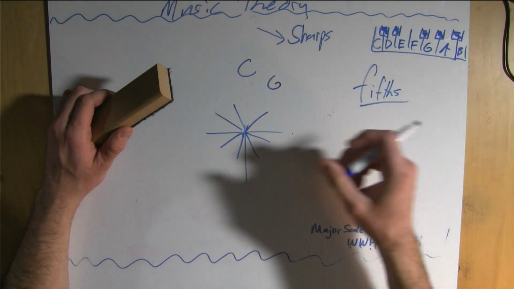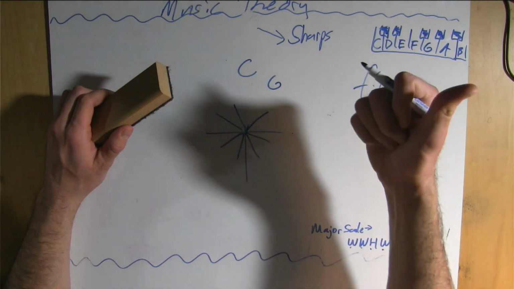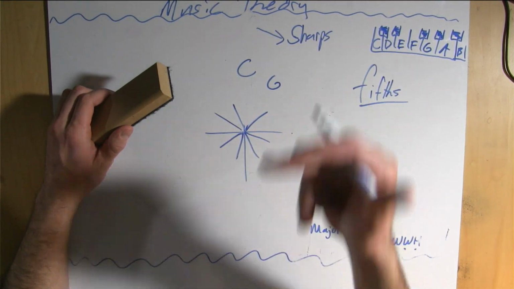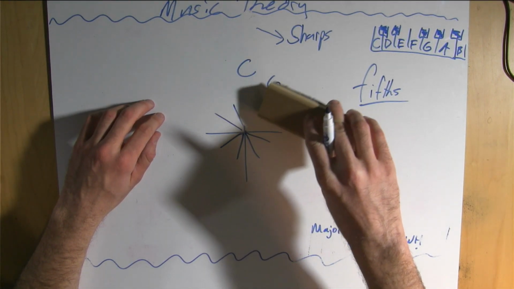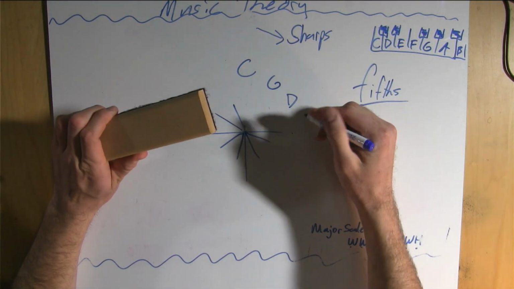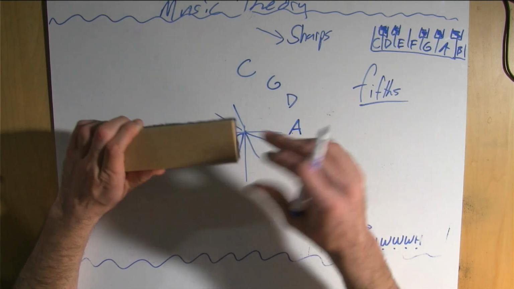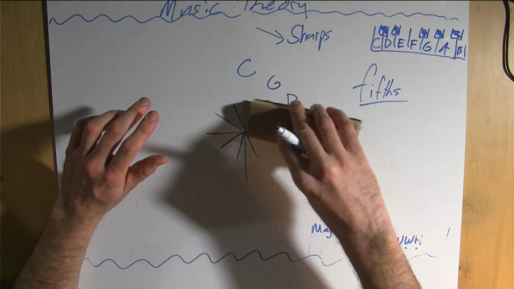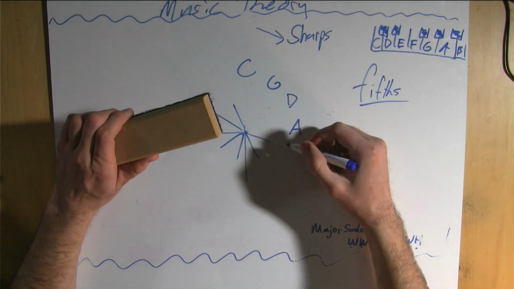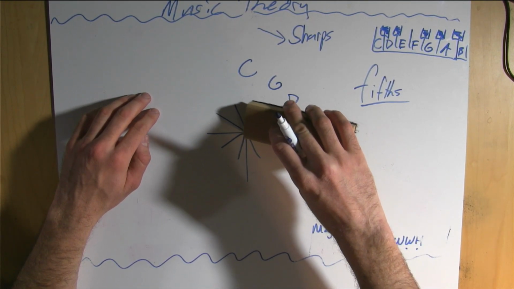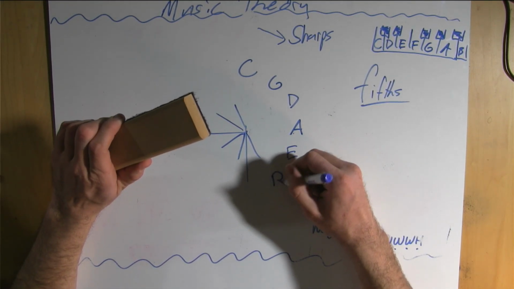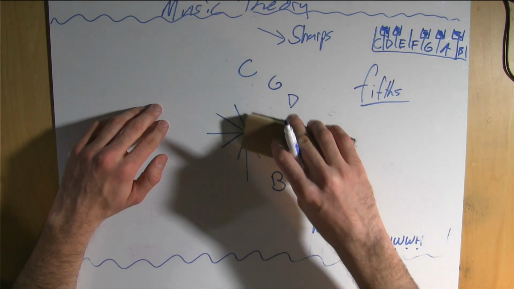We're going to repeat this pattern. What's up a fifth from G? G, A, B, C, D. D major. What's up a fifth from D? A major. What's up a fifth from A? E major. What's up a fifth from E? B major. What's up a fifth from B?